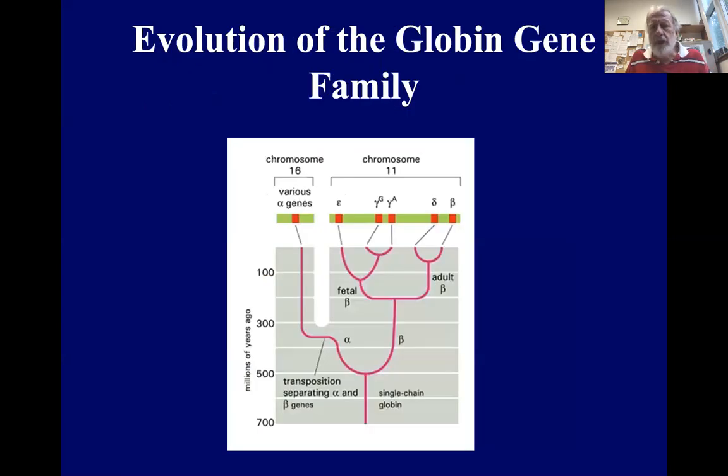So it shows an evolutionary history of the globin gene family. They were all clustered together until about 500 million years ago when the alpha genes moved via transposition, we'll talk about what that is later on, from chromosome 11 to 16, and the beta chain remained on chromosome 11. And then we can see divergence about 200 million years ago between the fetal and adult hemoglobins of the beta part of the family.